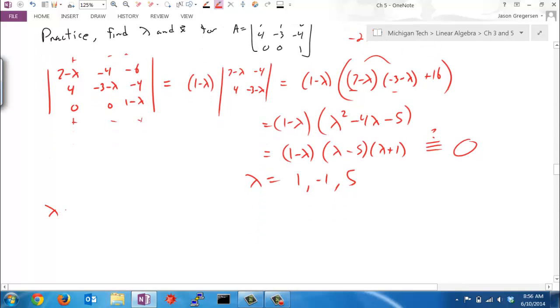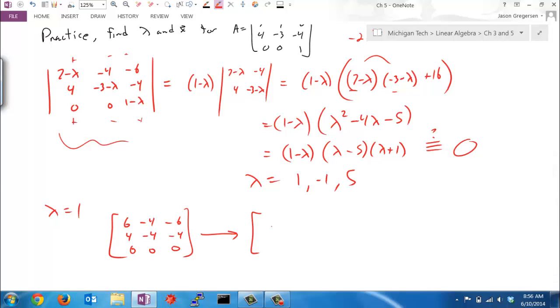Now I have my eigenvalues. I choose one. If I choose lambda equals 1, I'll find that associated eigenvector. I plug in lambda equals 1 into that thing. I will get 6, negative 4, negative 6, 4, negative 4, negative 4, 0, 0, and 0. Now I have to grab that thing and do the row reduction. Because I'm already out of time, I'm going to tell you that the row reduction turns out to be 1, 0, negative 7 halves, 0, 1, negative 5 halves, 0, 0, 0.